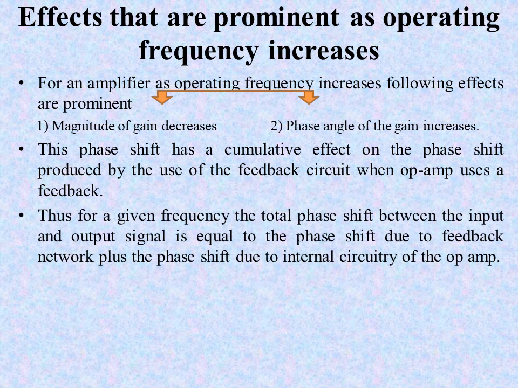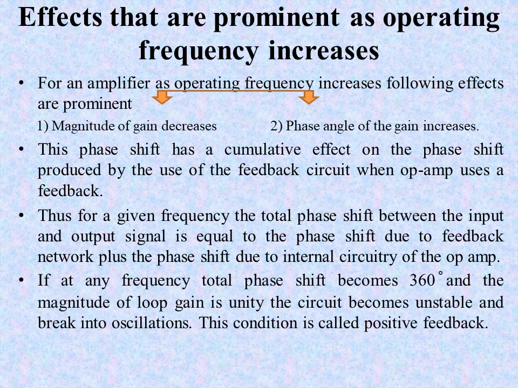Thus, for a given frequency, the total phase shift between input and output signal is equal to the phase shift due to the feedback network plus the phase shift due to the internal circuitry of the op-amp. This internal circuitry of the op-amp causes the phase angle of the gain to increase when operating frequency increases.